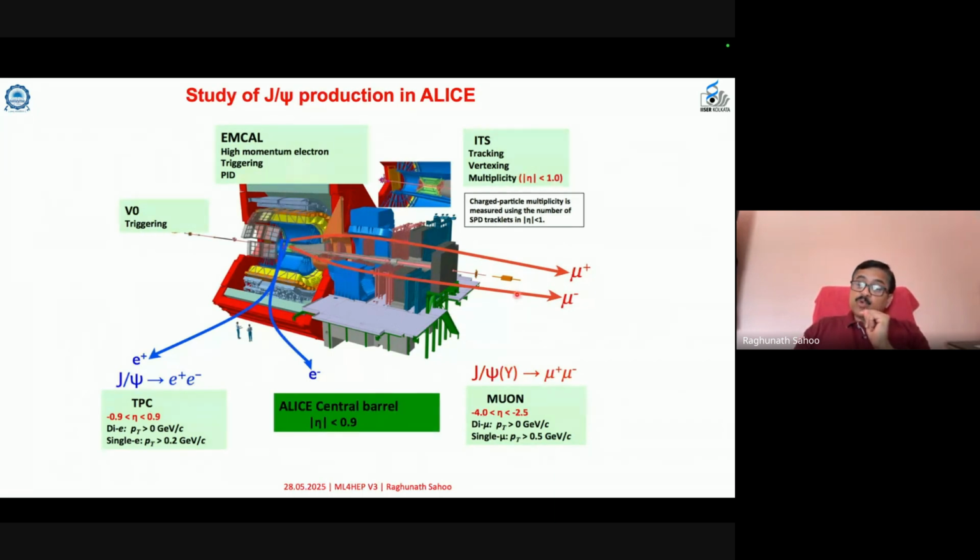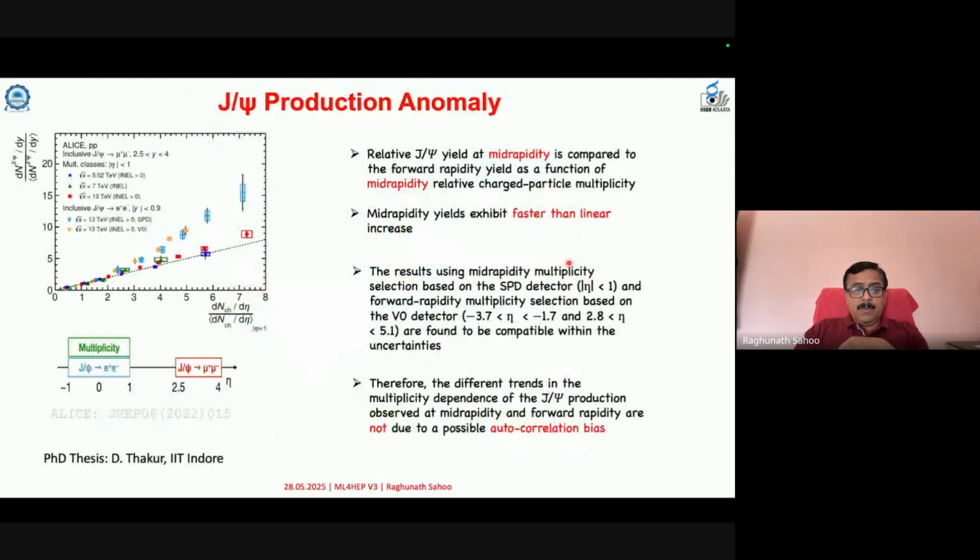So we can only put at the forward rapidity. So these are sitting at the forward rapidity. So ALICE is capable of measuring J/psi, or estimating J/psi yield, at mid rapidity in the dielectron channel versus at forward rapidity in the dimuon channel. Both the measurements are done taking inclusive J/psi. Please keep in mind, I am now discussing inclusive J/psi and slowly I will go to prompt and non-prompt J/psi.